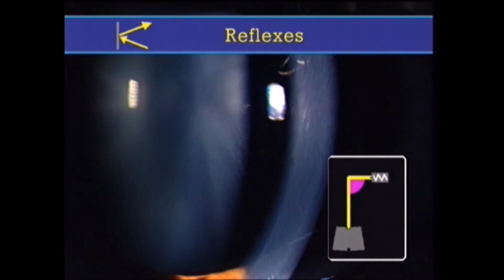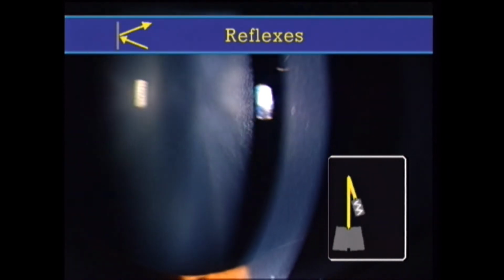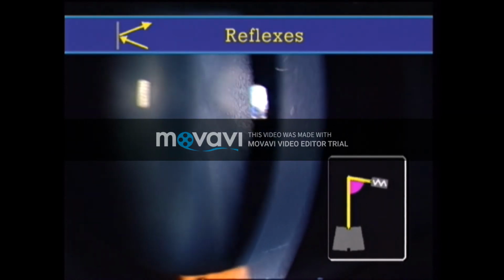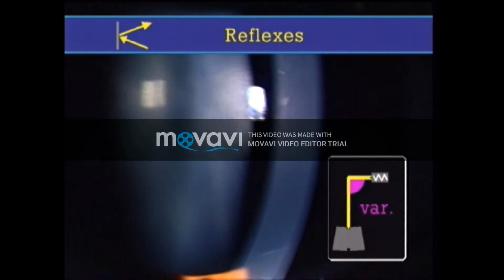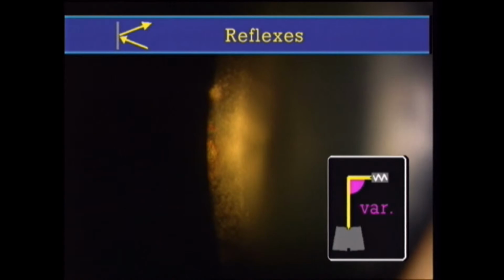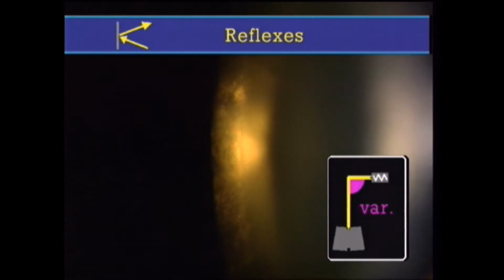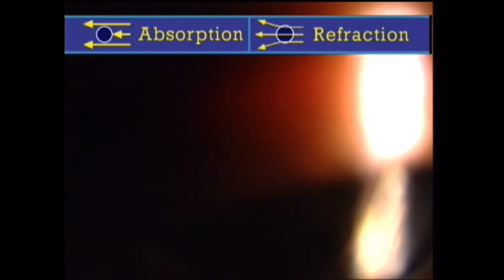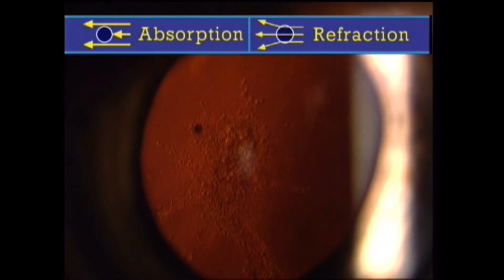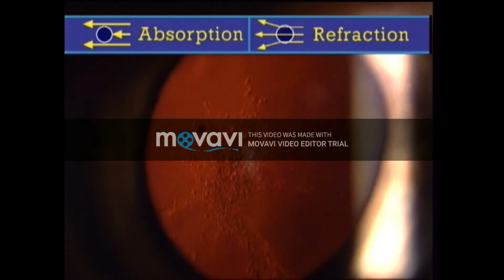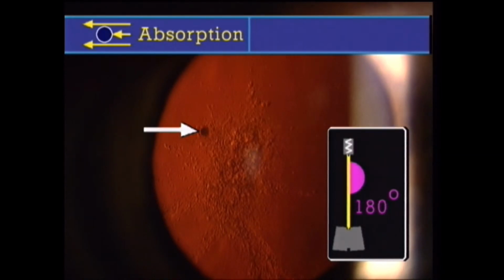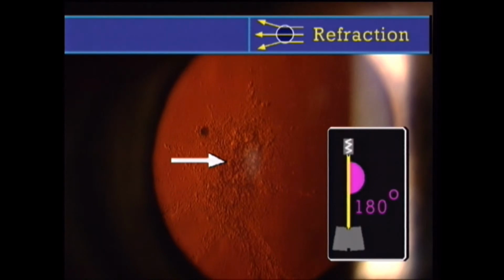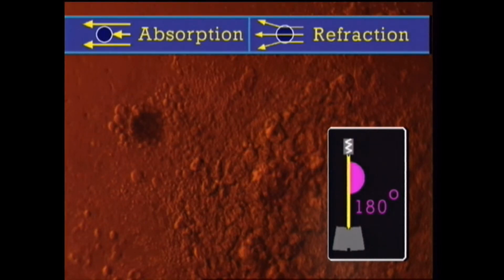If the goal is the generation of reflexes, the angle should be variable, as shown by reflexes here at the anterior lens surface and here at the posterior surface. If the goal is the evaluation of the effects of absorption and refraction, the angle should be 180 degrees. This is shown in this posterior subcapsular cataract where the phenomena of absorption and refraction are seen in backlight with fine details shown at high magnification.